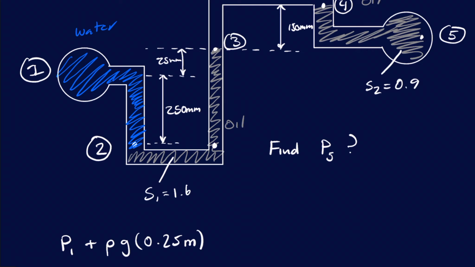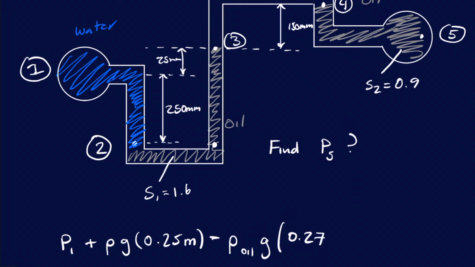So the next thing we want to do to find the pressure at point 3 is we want to subtract the density of the oil times gravity times the height difference between point 2 and point 3. Now this is going to be 250 millimeters plus 25 millimeters, which is 275 millimeters or 0.275 meters. And another reason why this works is because the pressure at point 2 and the pressure right here is going to be the same, since we have the same liquid and they're on the same horizontal surface.